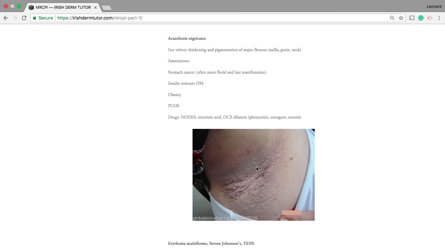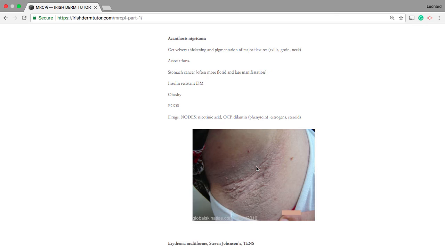The major one that, again, we are concerned about is that it can be related to malignancy, and in particular stomach cancer. Now, it tends to present very floridly in these cases, and it's often a late manifestation of the cancer. So I suppose usually they've probably been diagnosed already. Other things that it's associated with are insulin-resistant diabetes, obesity, and the polycystic ovarian syndrome.